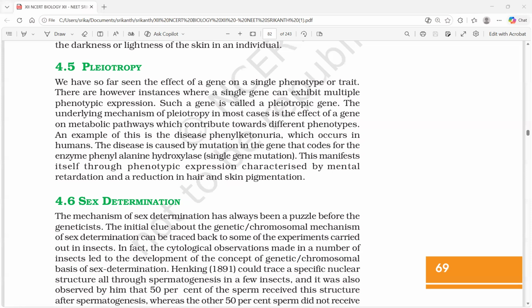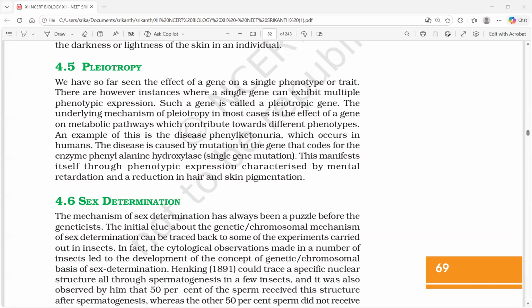Single phenotype. We have so far seen the effect of a gene on a single phenotype. One gene, one effect. This is also Mendel. We are seeing one gene, capital T, tall, small t, dwarf. There are, however, instances where a single gene can exhibit multiple expression.